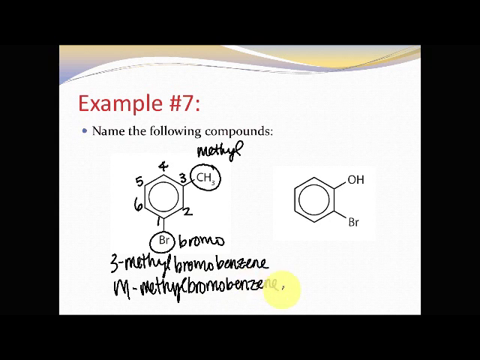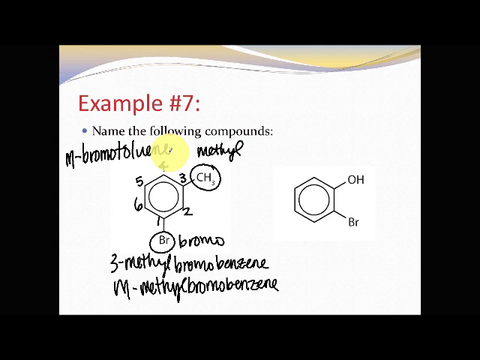Or there's one other way with the meta. If you look up at the top table, we also have something when you have a methyl group coming off, and we could call that a toluene when we have the methyl group. So instead of having bromobenzene, we could use toluene instead, and we can call this m for meta, bromotoluene. So all three of those names would be correct. Any one of those would be correct to me.